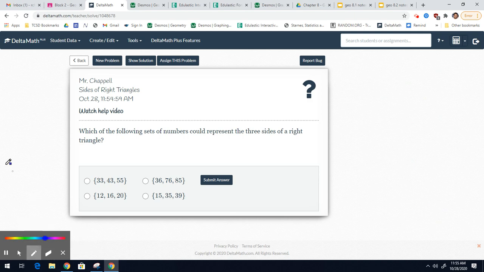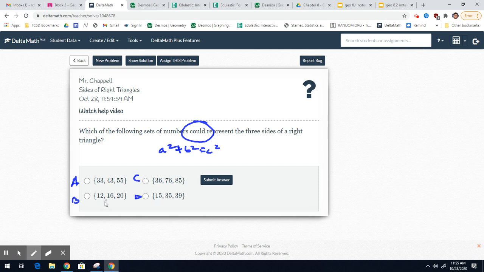All right, so here's our last problem. It says, which of the following sets of numbers could represent the three sides of a right triangle? Now, be very careful. It could also say would not or could not, so be aware. So only one of these is going to work in Pythagorean Theorem. So this is very much a calculator-based problem. All right, I'm going to call this choice A, choice B, choice C, and choice D. So all you're going to do is you're going to take the two smaller sides, you're going to square them, add them together, and see if you get the biggest side squared, right?